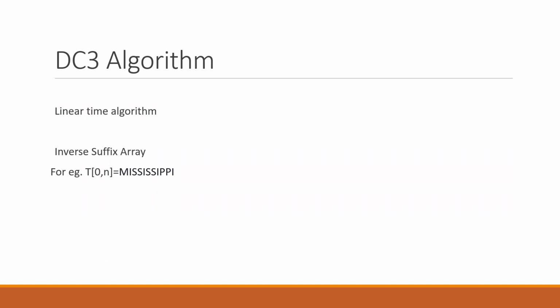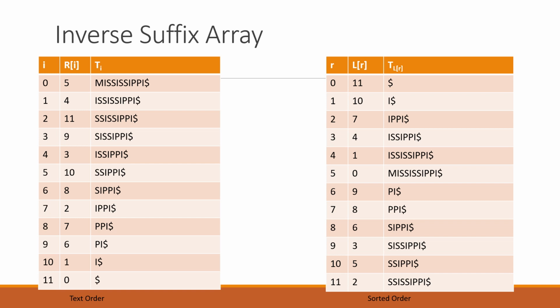The DC3 algorithm is a linear time algorithm, that is, it takes O of n time. This algorithm is used to construct the suffix array. To understand this algorithm better, let's take the example of the string Mississippi. The suffix array is like a permutation, and the inverse suffix array finds the inverse permutation.